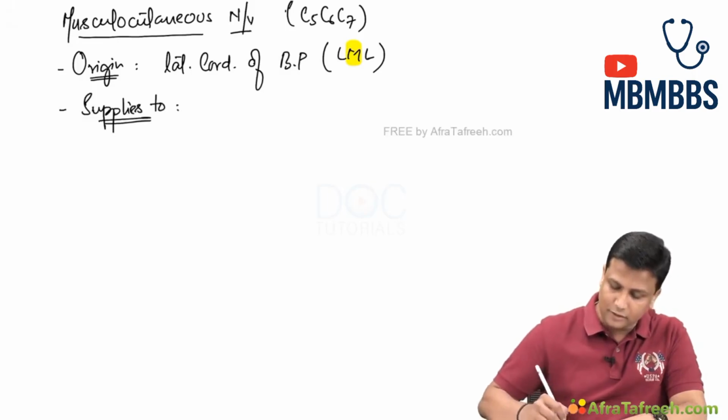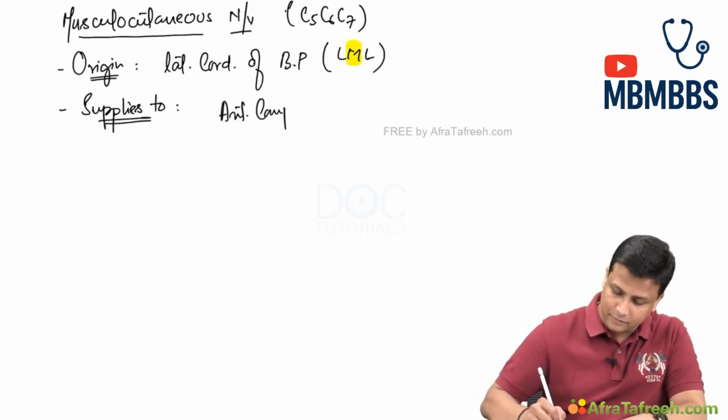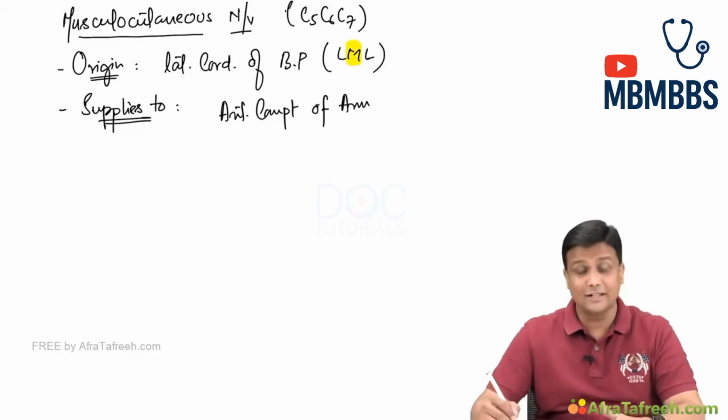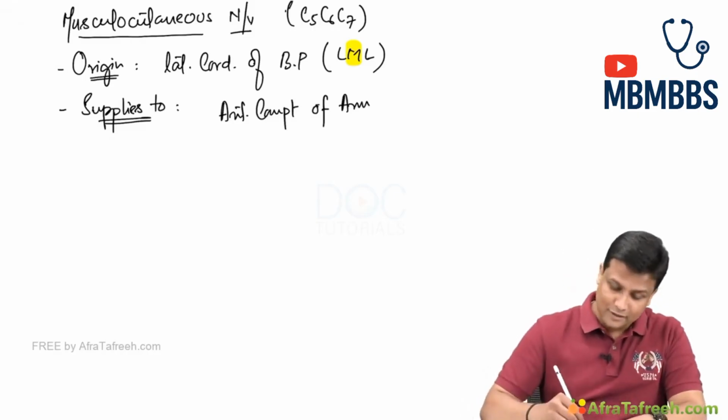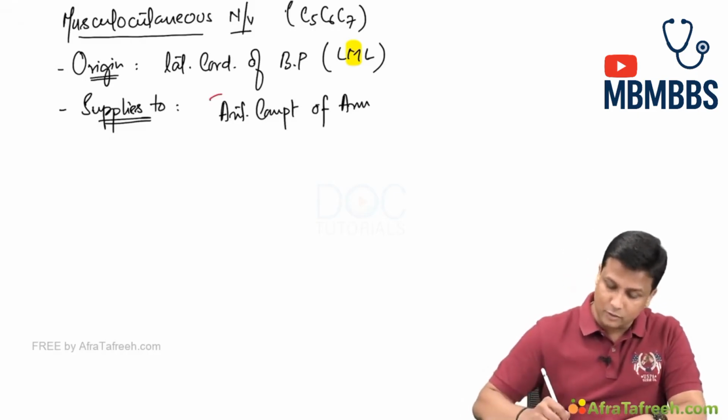It supplies all the muscles present in the anterior compartment of the arm. Just now we have seen this in our golden rule. So the musculocutaneous nerve will be supplying all the muscles which are present in the anterior compartment of the arm.